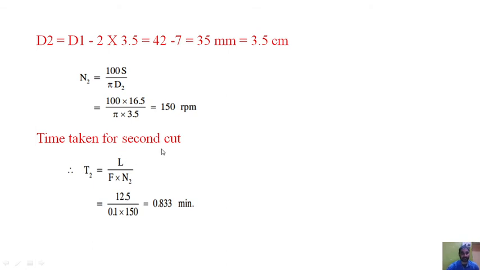The time taken for second cut equals T2 = L divided by F into N2. The length of the job is again 125, that is 12.5 centimeter. 0.1 into 150, 0.833. So for the same length, for the same feed, we require 0.833 minutes, whereas initially it is 1 minute. Why? Because the RPM changes. Why does the RPM change? Because the diameter reduces.